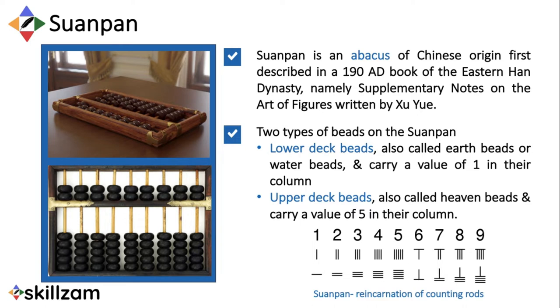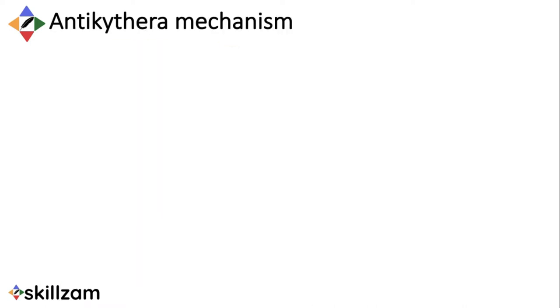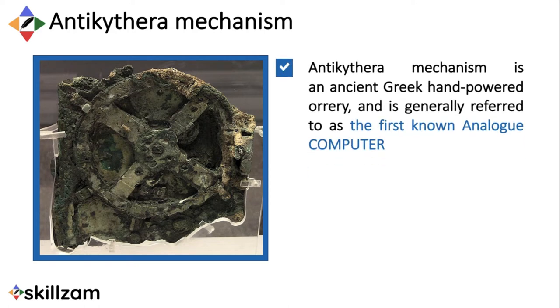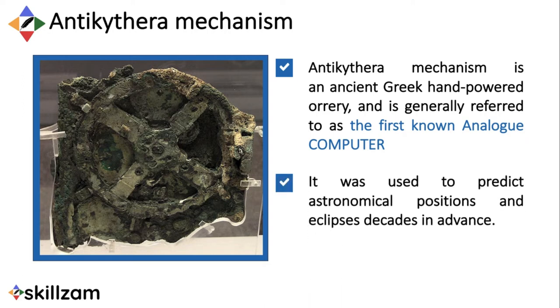operation at high speed. The Antikythera mechanism. I mean, this is basically the first non-human computer of any time. The Antikythera mechanism is ancient Greek. It's obviously a Greek discovery, and it was a hand-powered orrery described as the oldest example of an analog computer, used to predict astronomical positions and eclipses decades in advance.